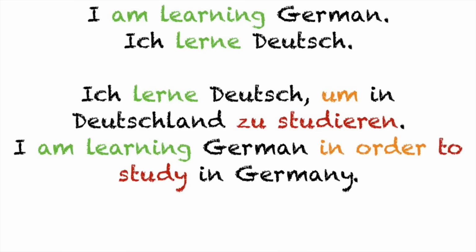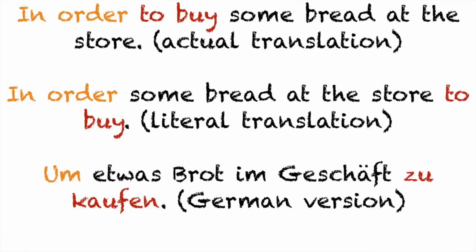So in this case, we would say, Ich lerne Deutsch, in Deutschland zu studieren. Notice here that we have the prepositional phrase in Deutschland and then the infinitive at the end. While in English you say in order to buy some bread at the store, you say in German in order some bread at the store to buy, etwas Brot im Geschäft zu kaufen.